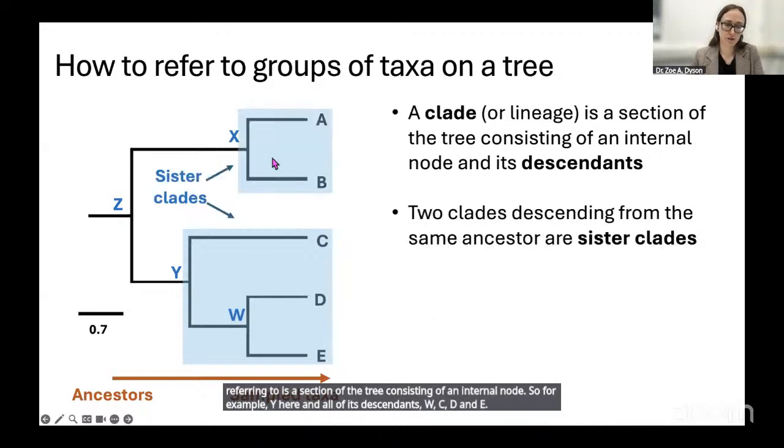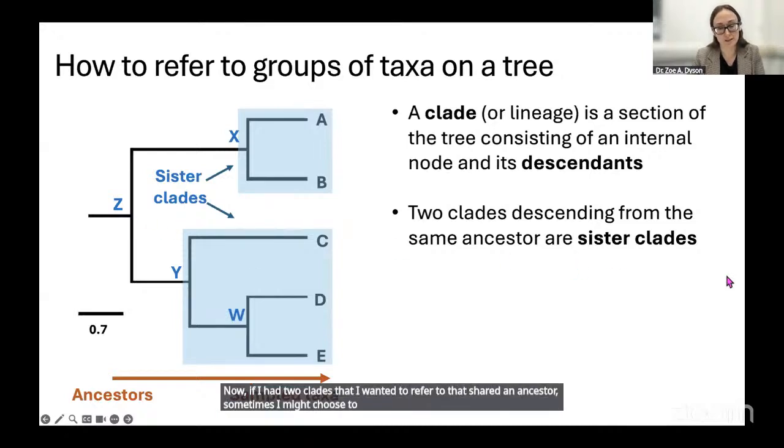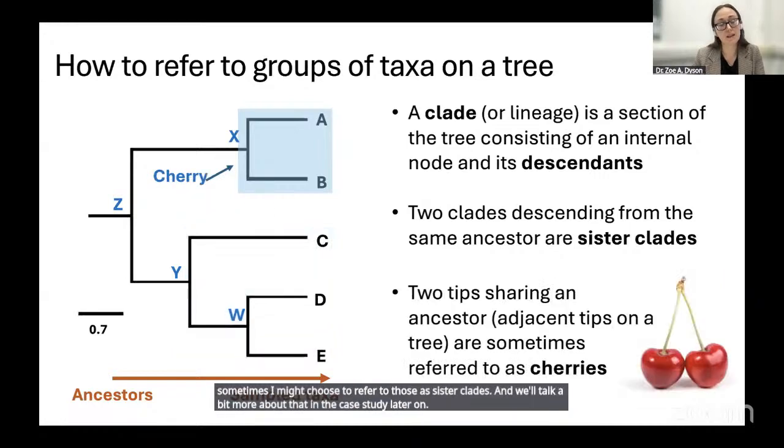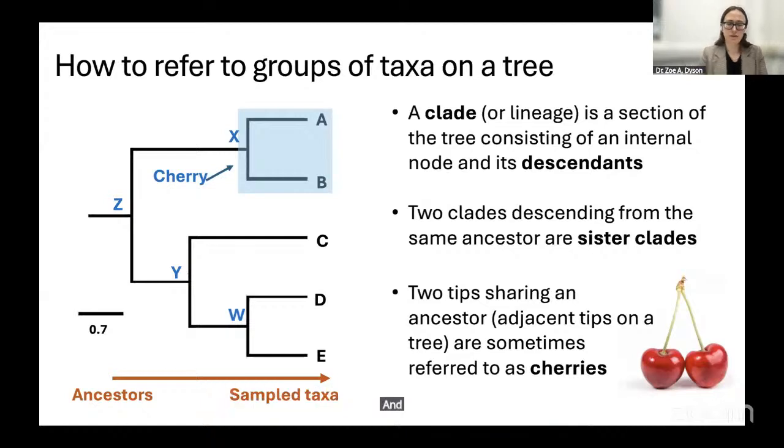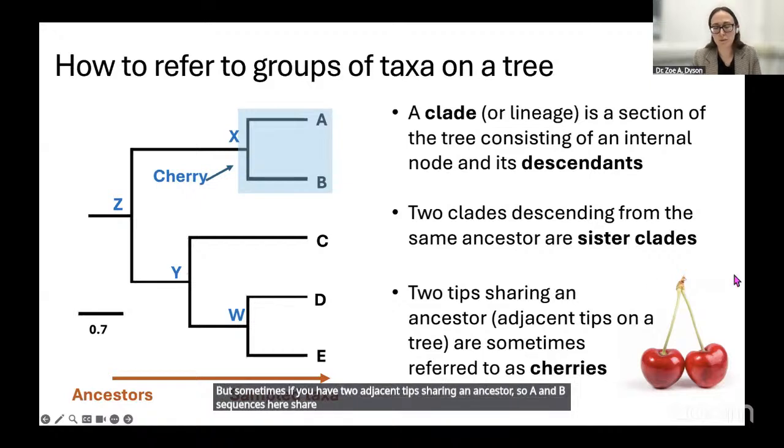Now, if I had two clades that I wanted to refer to that shared an ancestor, sometimes I might choose to refer to those as sister clades, and we'll talk a bit more about that in the case study later on. And this term is used a little more rarely than the others, but sometimes if you have two adjacent tips sharing an ancestor, so A and B sequences here share an ancestor X, you might refer to those as cherries because they do look a little bit like the characteristic picture of two cherries on a stem.